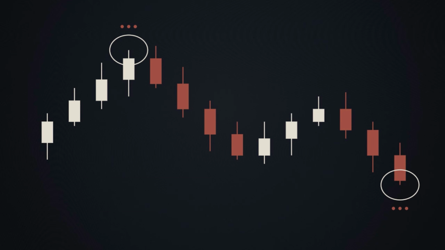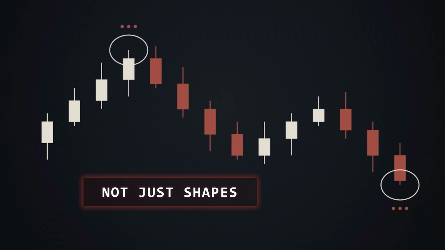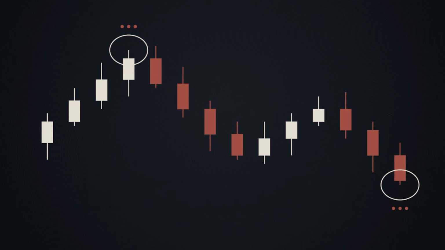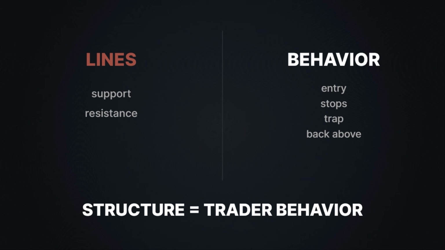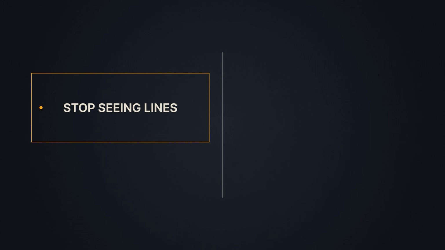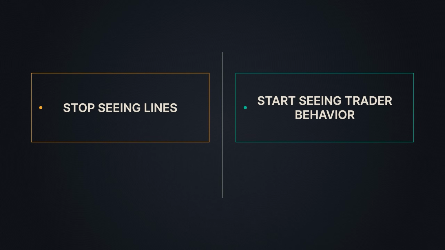A swing high is not just a shape. A swing low is not just a line. Those points are places where traders make decisions. Now, before liquidity makes sense, you need to stop seeing structure as lines and start seeing it as trader behavior.